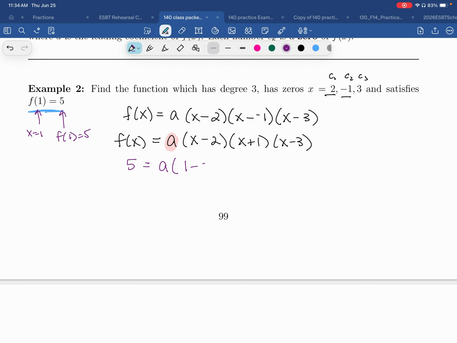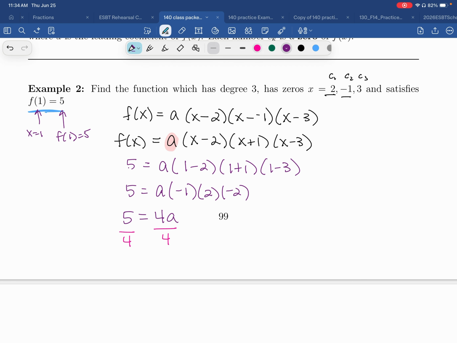So you have 1 minus 2, 1 plus 1, and 1 minus 3. And now we're going to simplify and solve for that a. So we have a times 1 minus 2 is negative 1, 1 plus 1 is 2, and 1 minus 3 is negative 2. So that is going to give us 5 equals, we have negative 1 times negative 2 is a positive 2. And positive 2 times 2 gives us 4a. And then I want a by itself, so let's divide both sides by that 4. And that tells us that a is 5 over 4.